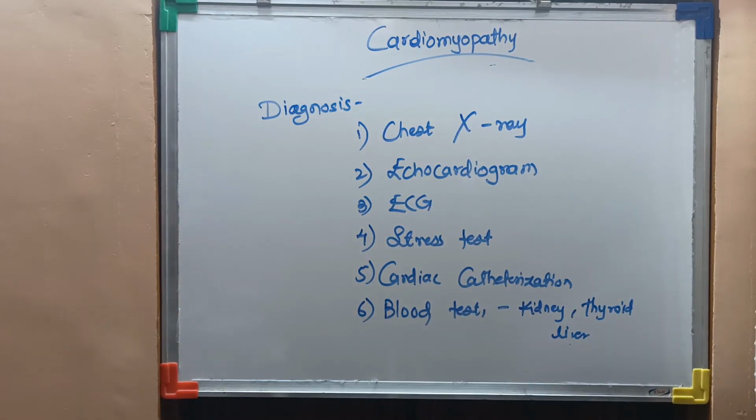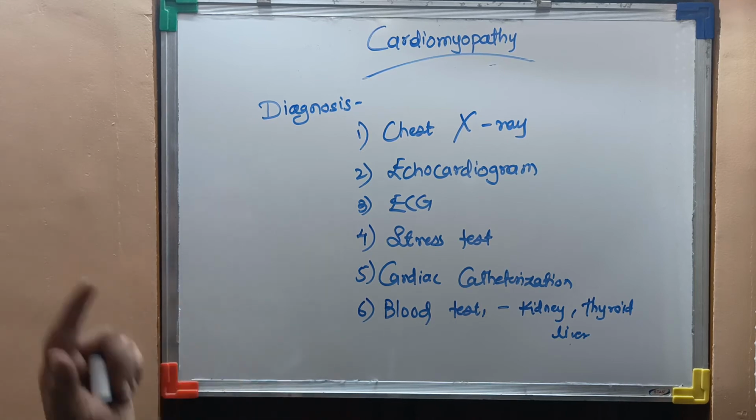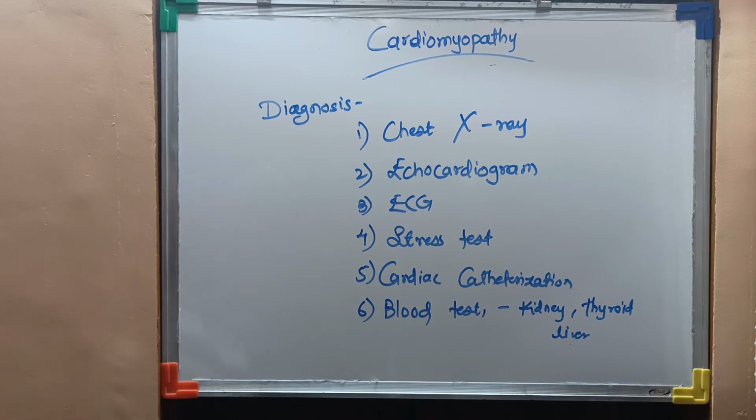Now we will focus on how to diagnose cardiomyopathy. The first one, we can do a chest X-ray. The second one, we can do an echocardiogram, and the third is the ECG, where we can interpret the abnormal heart rhythm and other changes. The fourth one is the stress test. The fifth one is cardiac catheterization. The catheter is introduced from the groin region or through the radial artery. And the sixth one is the blood tests, the routine blood tests, that are the kidney, thyroid and liver tests.